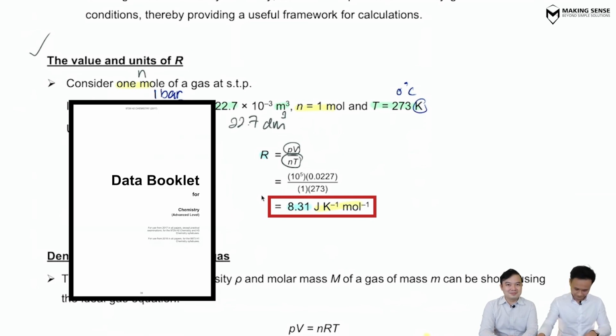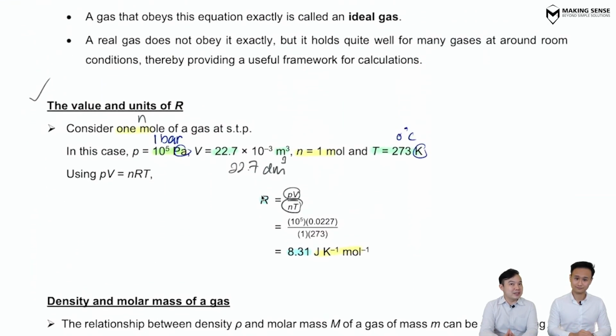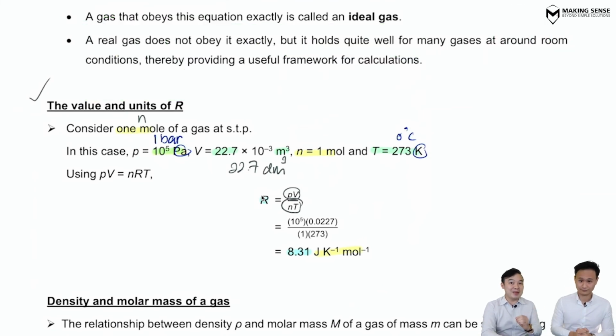Now, what happens if you decide to do this at RTP instead? If you use 24 dm cubed, do you think you get the same answer, Mr. Tim? Pretty much, because we know that R is constant no matter the conditions. So it actually works for any kind of conditions. You'll always get back the same constant.